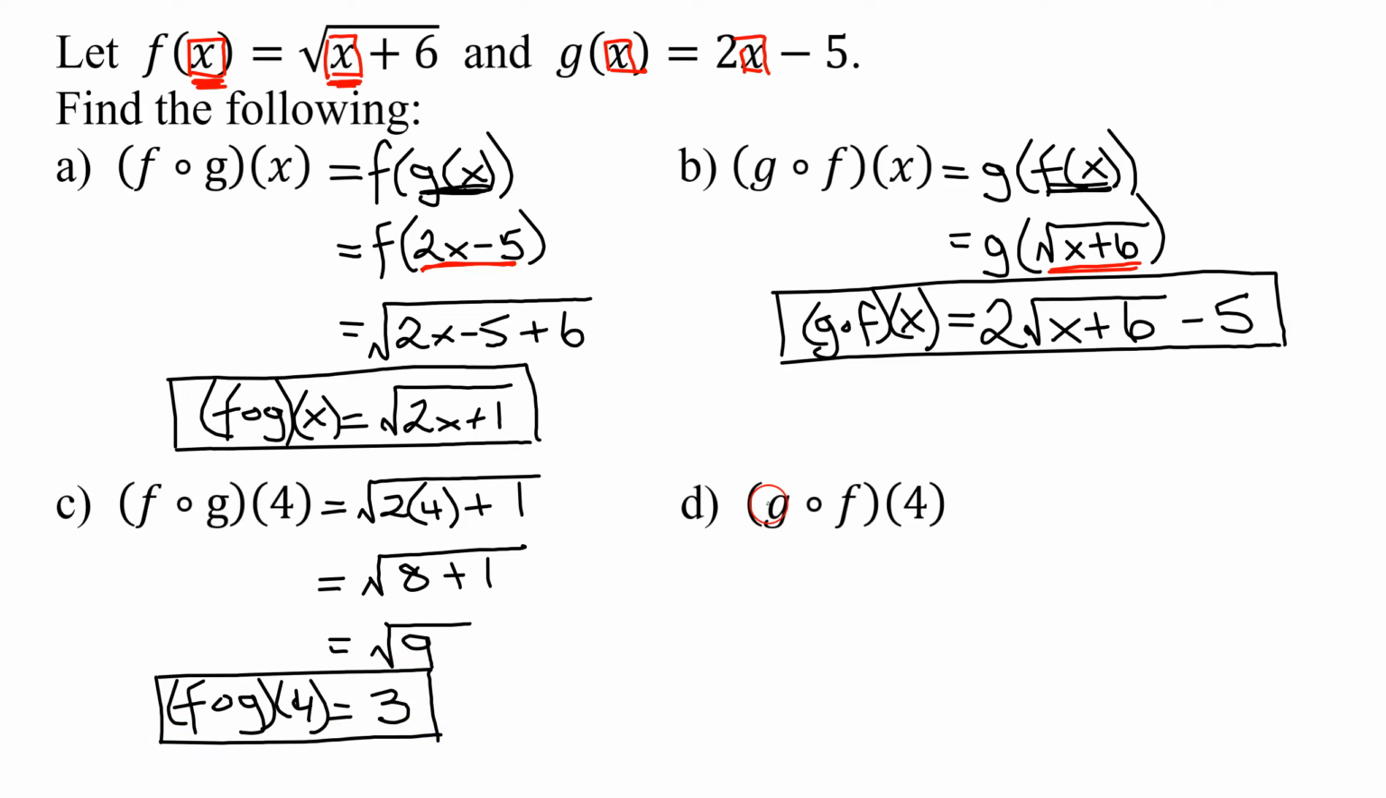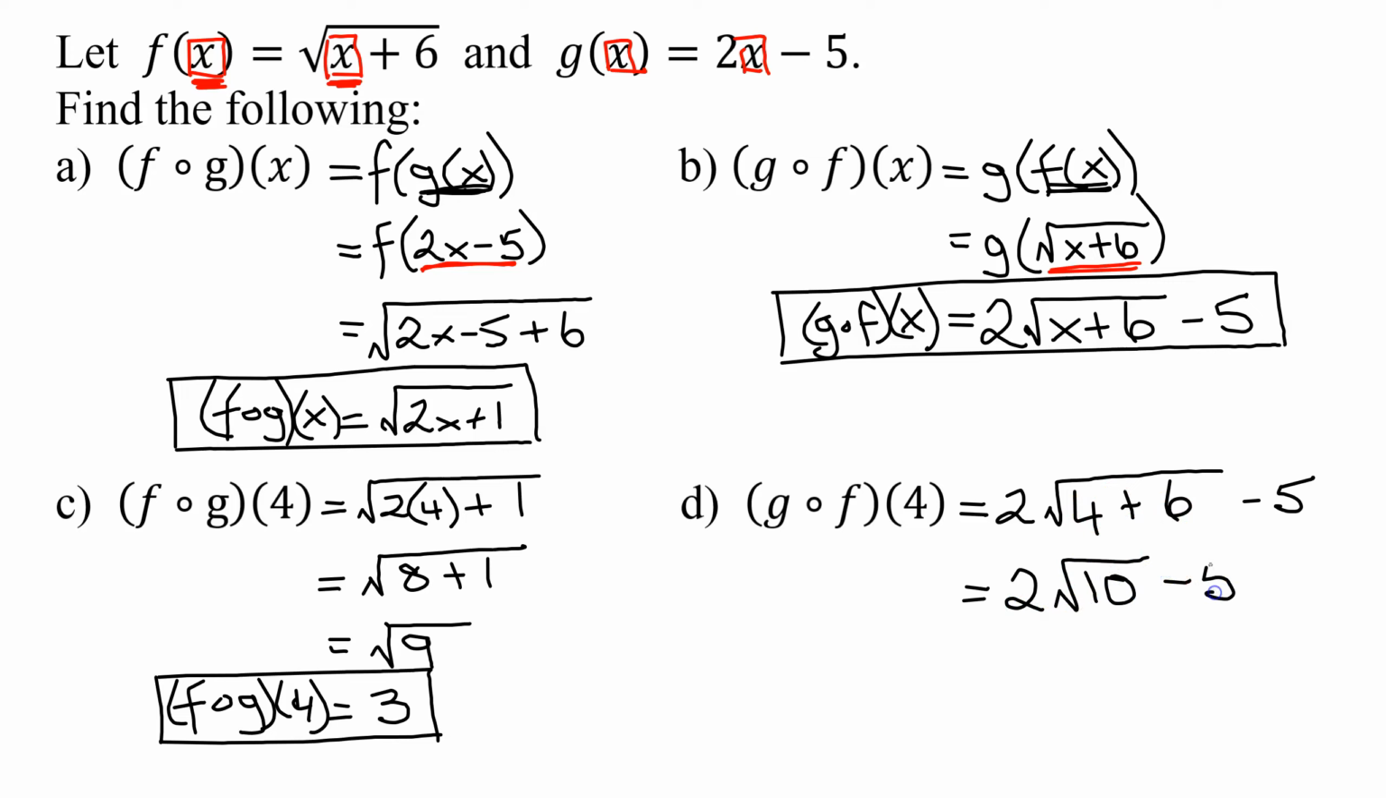And lastly, we have to find g composed with f of 4. Since I've already found g composed with f up here, all I have to do is replace every x in my definition with a 4. So I'm going to get 2 times the square root of 4 plus 6, all underneath the radical sign, minus 5. So I'm going to get 2 times the square root of 4 plus 6 is 10, minus 5. And can I simplify this?